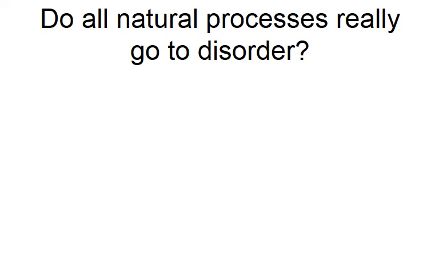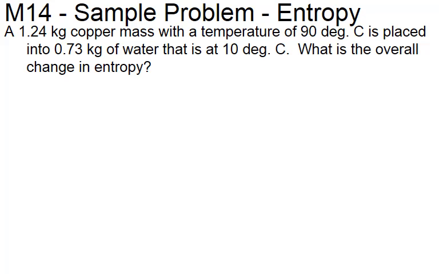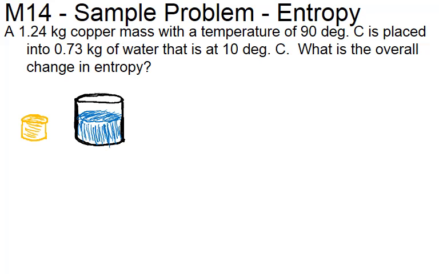So when we consider natural processes, we know that things get colder, right? Things can be more ordered. So let's take a look at a situation where we have a 90 degrees Celsius mass placed into 10-degree water, and we want to find the overall change in entropy. This mass is going to cool down, and therefore the order is going to be more, right? But again, when we're considering the entire system, we have to consider everything, right? And what's the change in entropy of everything.